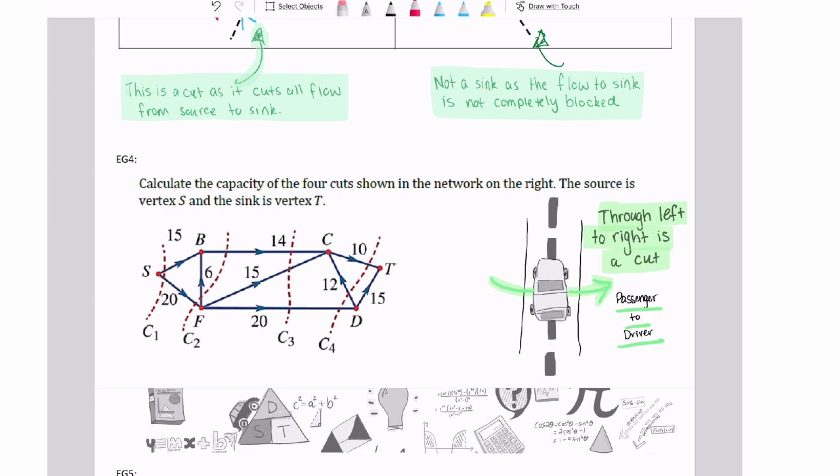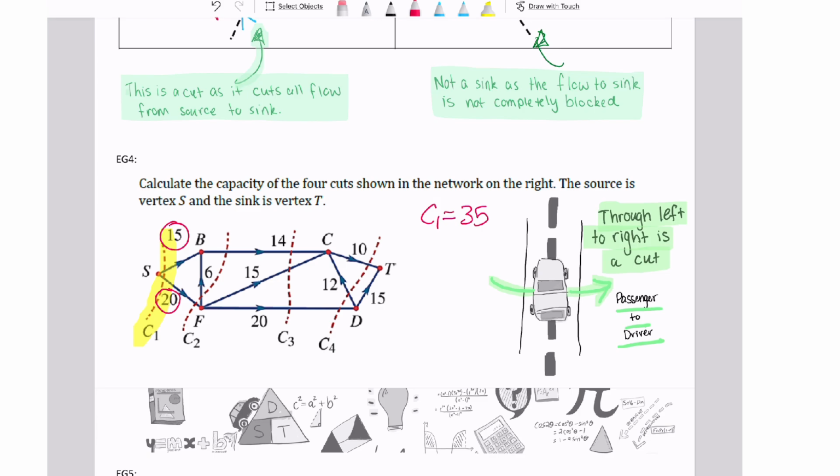So for instance, looking at this example, it says calculate the capacity of the 4 cuts shown in the network. Ignore my car diagram on the right here for now. Let's just look at cut 1, C1. That's this cut here. The capacity of this cut, well, it passes through the 2 edges here with a weight of 20 and a weight of 15. So we'd say cut 1 has a capacity of 35.